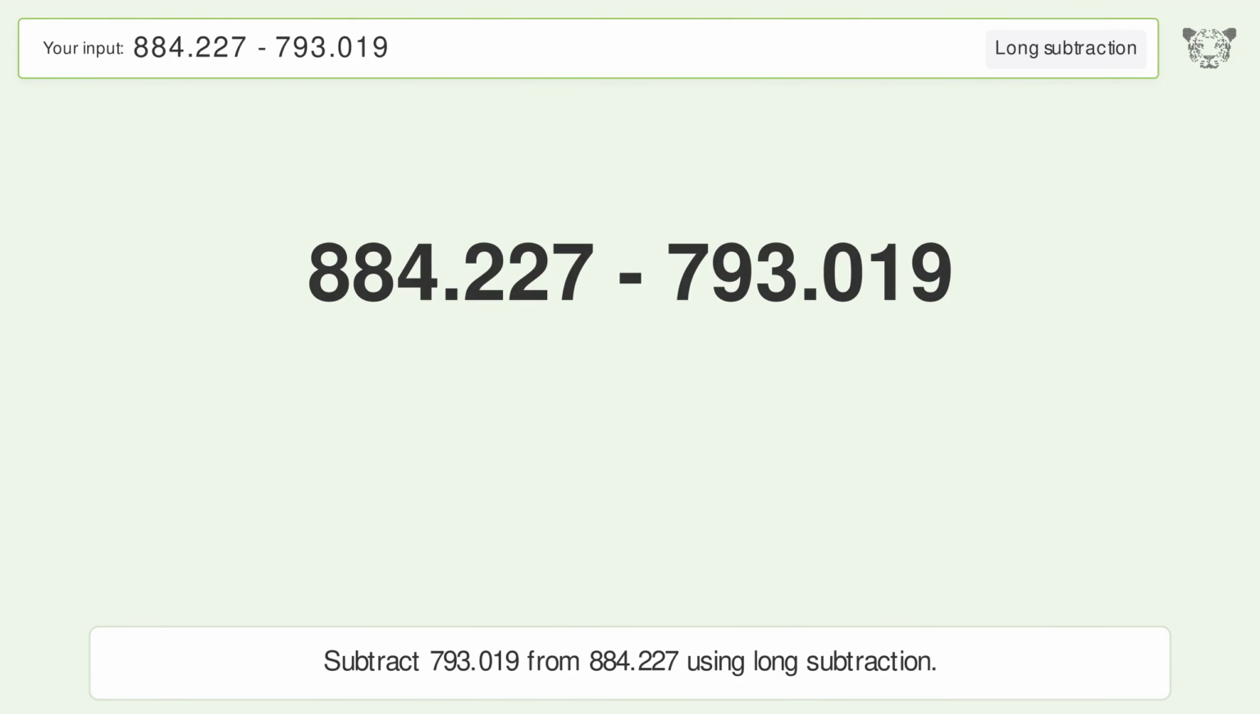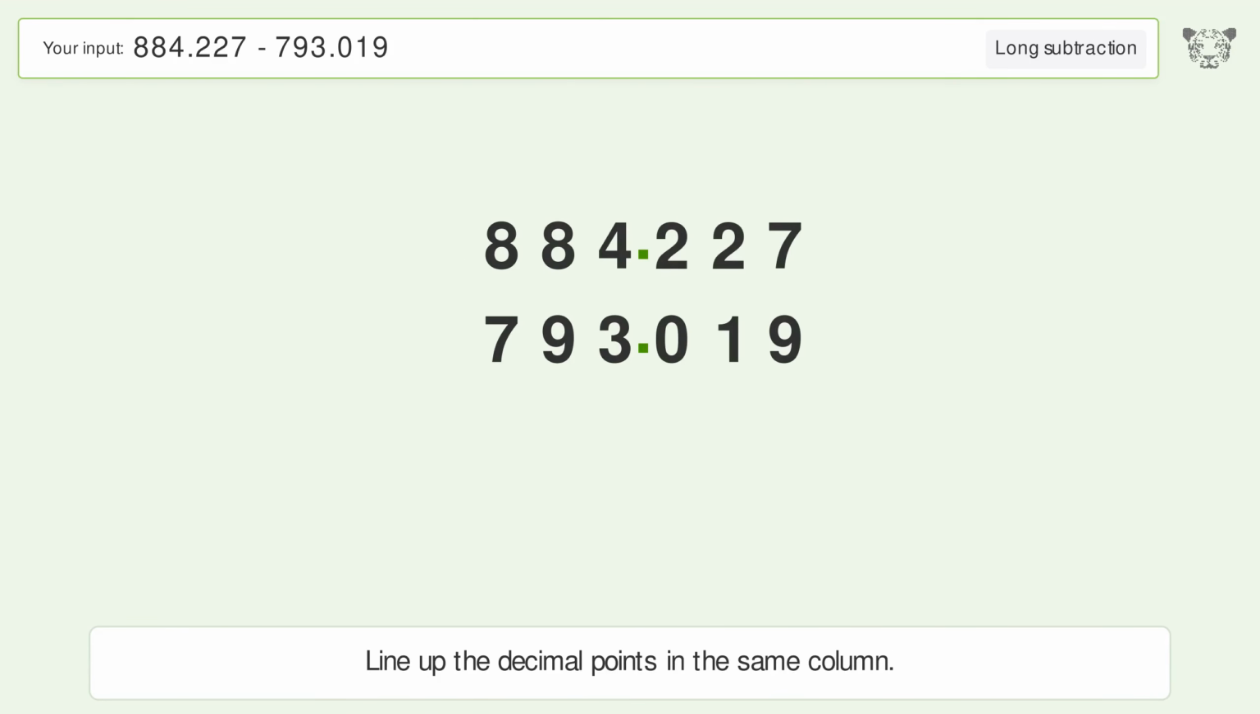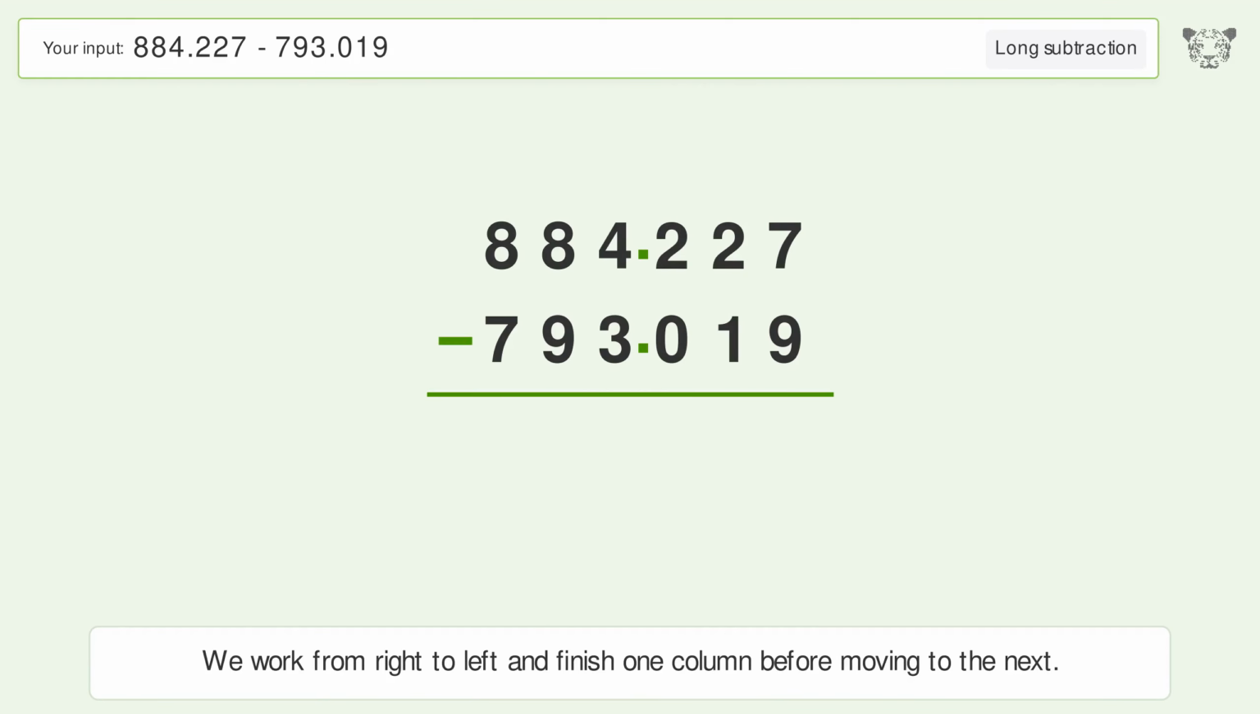Subtract 793.019 from 884.227 using long subtraction. Line up the decimal points in the same column. We work from right to left and finish one column before moving to the next.